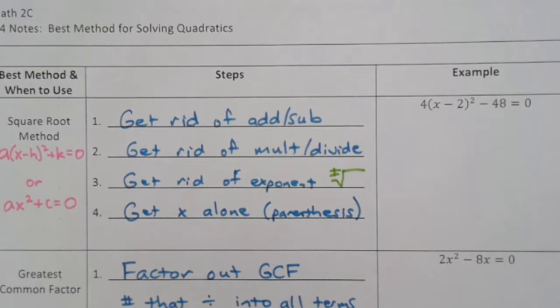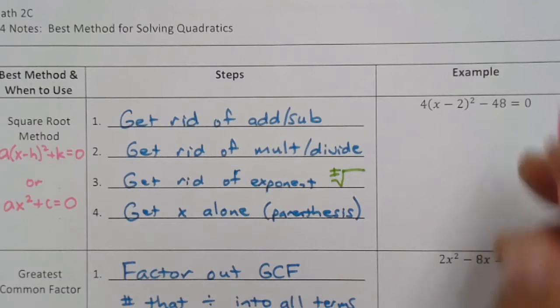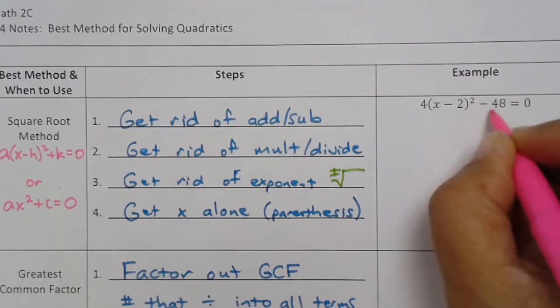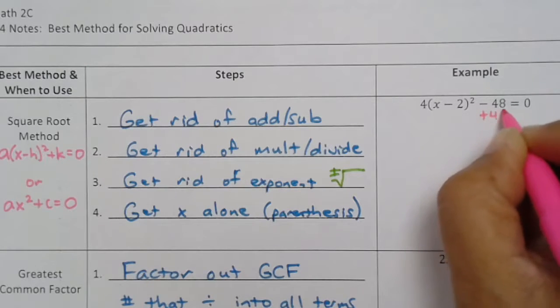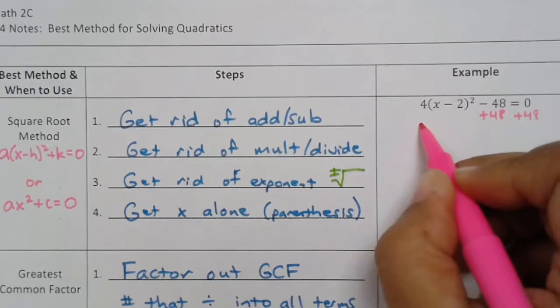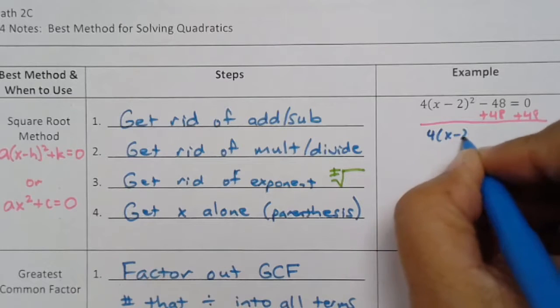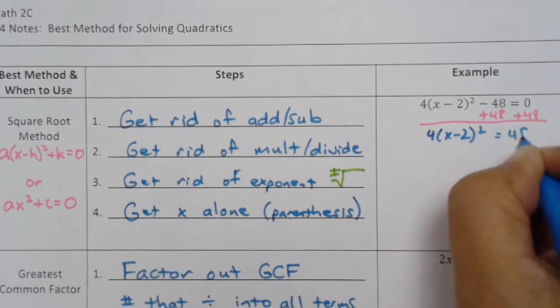Okay, let's go ahead and start solving. Our first step over here is to get rid of adding and subtracting. In order to get rid of adding and subtracting, I'm going to get rid of this minus 48 by adding the 48. Remember that this right here is considered parentheses, so that's not until the very end. So we have a 4 times x minus 2 squared equals 48.